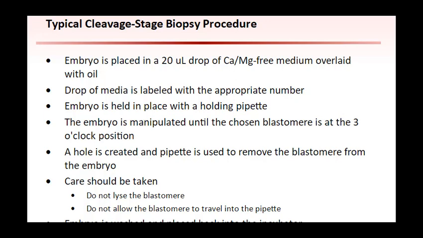The drop containing the embryo is labeled with the appropriate number. A holding pipette is used to hold the embryo in the correct position. The embryo is rotated until the desired blastomere is chosen, usually with a visible nucleus. The zona is breached, and the blastomere is gently suctioned out of the embryo. The embryo is then washed in culture media and returned to the incubator. The removed cell is moved through a series of washes and then placed within a PCR tube. This PCR tube is packed and shipped to the genetics company for processing.